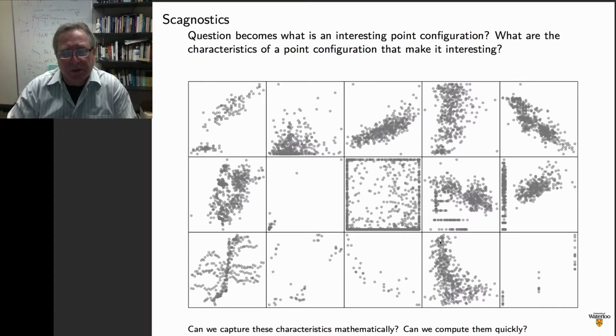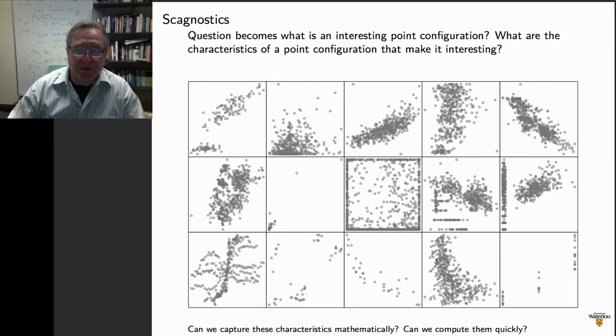What would be interesting? The question is, how do you capture that mathematically so that we can encode it? And if we can capture it mathematically, can we actually compute it quickly enough that it's of some use? Because remember, we have to do this calculation over all pairs of variates if we're going to find the most interesting. It means we have to find some way of mathematically describing an interesting feature and then calculating that on all pairs, which, as we know, explodes, has a combinatorial explosion as the number of variates increases.